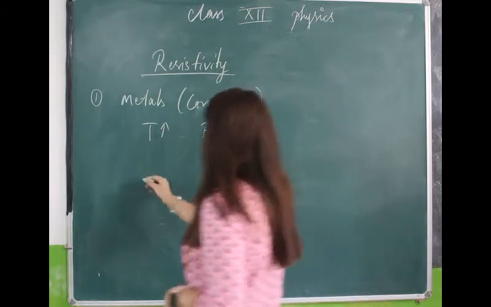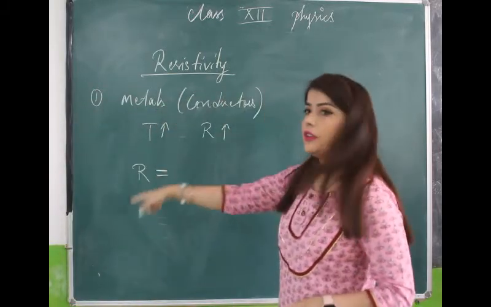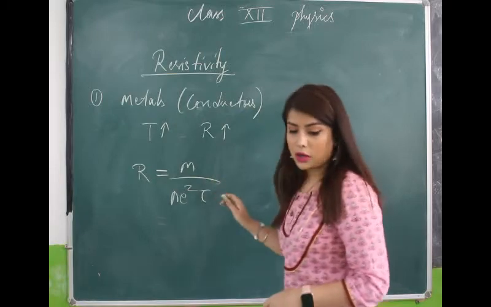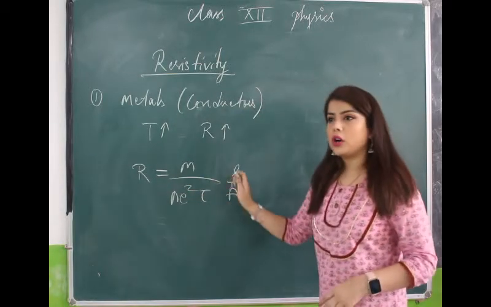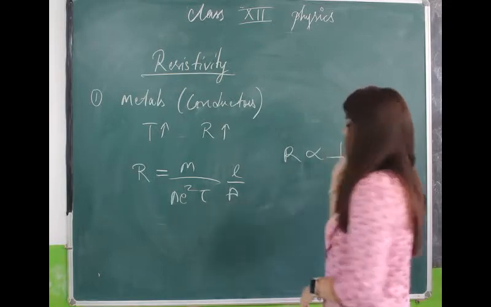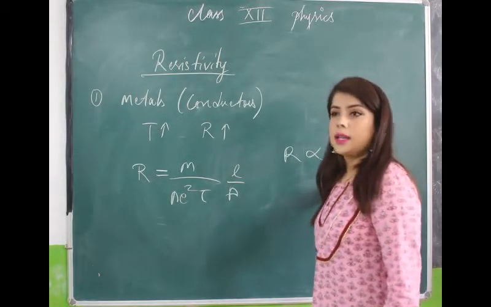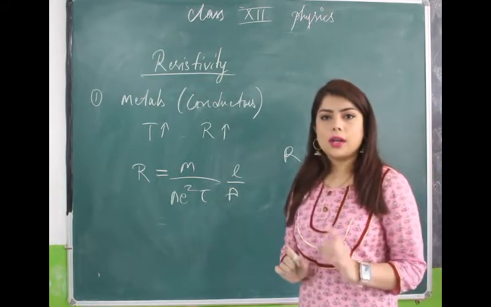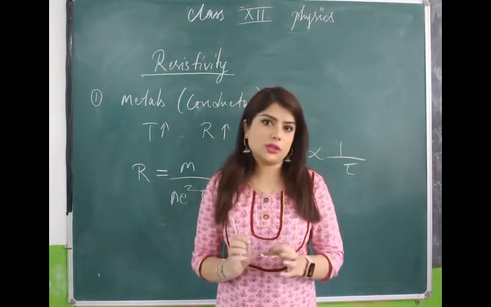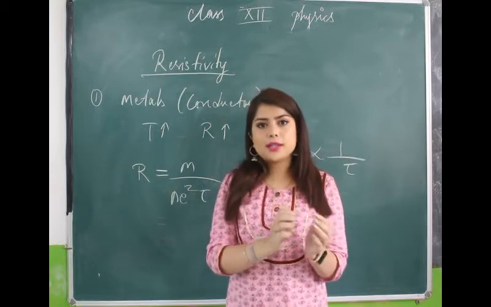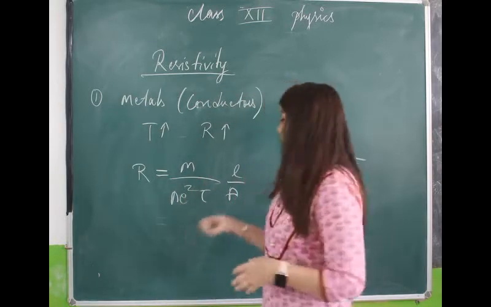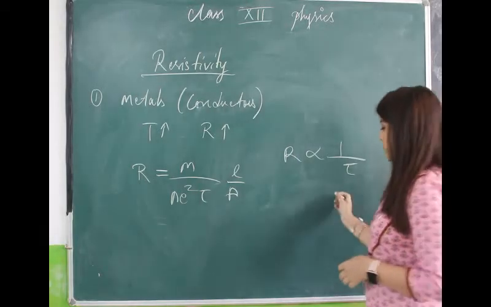Now from the equation of resistance, R is equal to m by n e square tau, into L by A. This was the formula for resistance which we derived in Ohm's law. From here we can see R is inversely proportional to tau. Tau is the relaxation time of an electron. Relaxation time is the time between two successive collisions when an electron is moving inside a conductor.